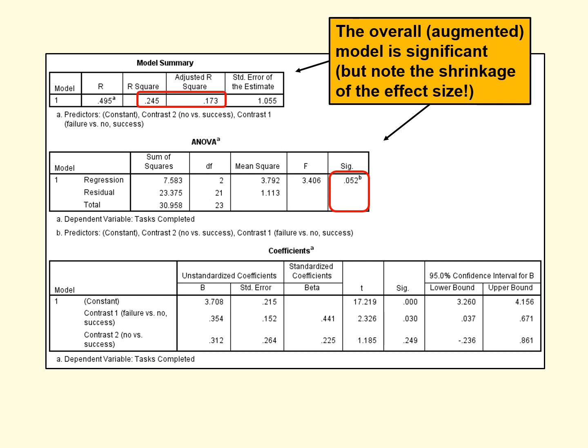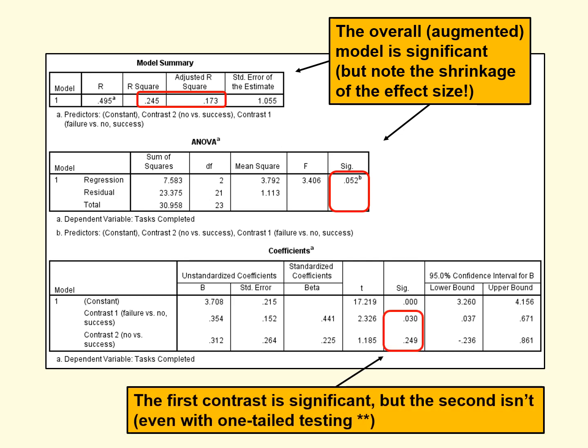Okay, so let's look at those first two tables. If you go down to the table for the coefficients, you can look at the values for the significance level of my two contrast-coded variables, and you can see that the first contrast is significant, but the second one is not, even if we were going to use one-tailed significance testing, meaning even if we're going to take those significance values and divide them by 2 to make them smaller, we still wouldn't find a significant effect for that second contrast. Even with one-tailed testing, that would still be much greater than 0.05.